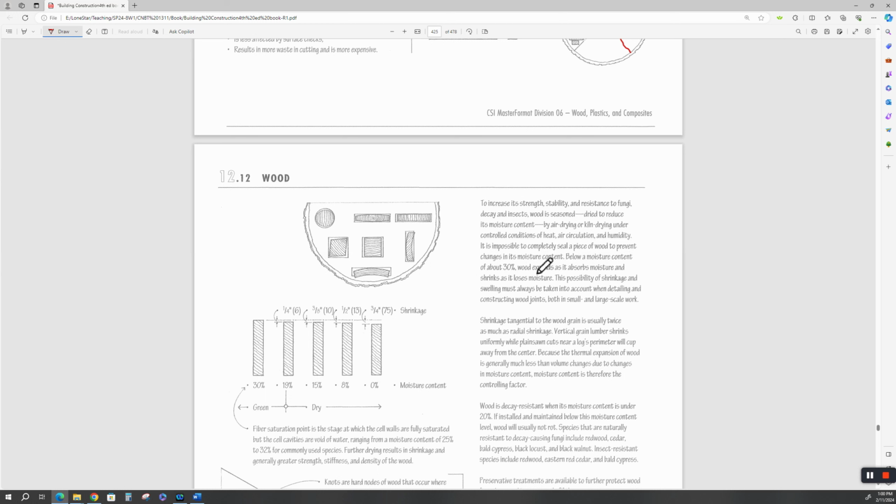But as the moisture content changes, either more or less, the wood's going to change. It'll change dimensions. It'll change shapes. It may cup on you. And so you have to come in here and cut that cup out. You run that through a planer. Below a moisture content of about 30%, wood expands and absorbs moisture and shrinks as it loses moisture. This possibility of shrinkage and swelling must always be taken into account when detailing and constructing wood joints, both in small and large scale work.